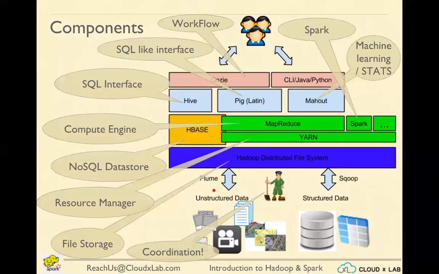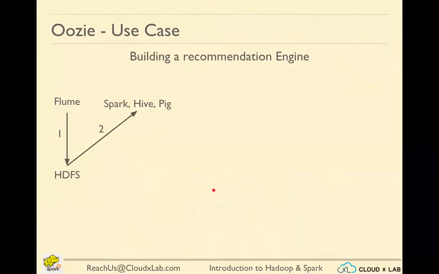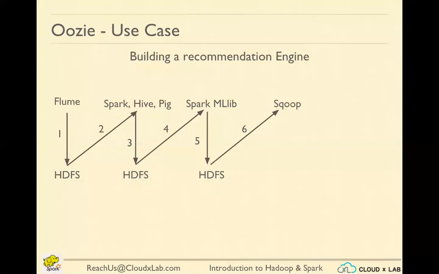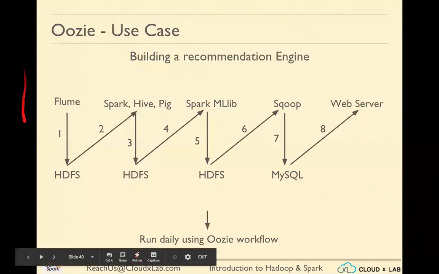All right, that's the ecosystem. For example, when you are building a recommendation engine, first of all, using Flume, you will bring the data to HDFS. Then using Spark, Hive, or Pig, we will clean the data and put it back in the HDFS. Then using a framework like the Spark machine learning library, we will do the recommendations. And once recommendations are done, we will take it back and put it onto our database for the web server. And from that MySQL server, the web server will be reading and showing the results or recommendations to the end users. So this whole thing can be created using Oozie and can be scheduled using an Oozie workflow.